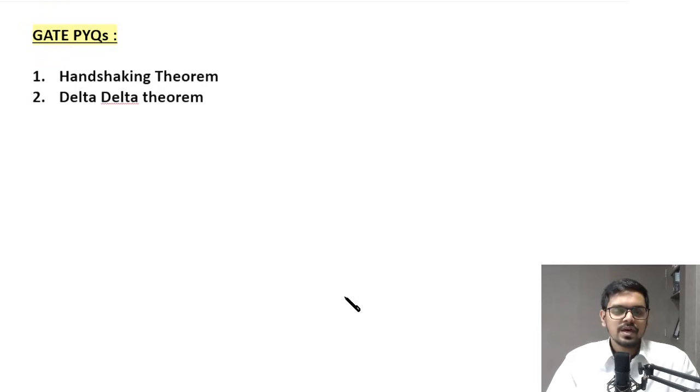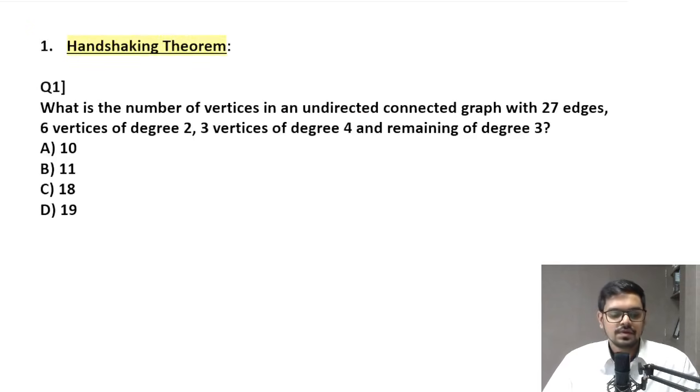In today's class, we are going to solve GATE PYQs on the handshaking theorem and delta-delta theorem. So let us start the lecture with the very first question. First question in front of the screen. Pause the video, try, then look at my solution. Tried. The question says, what is the number of vertices in an undirected connected graph with 27 edges, 6 vertices of degree 2, 3 vertices of degree 4 and remaining of degree 3.